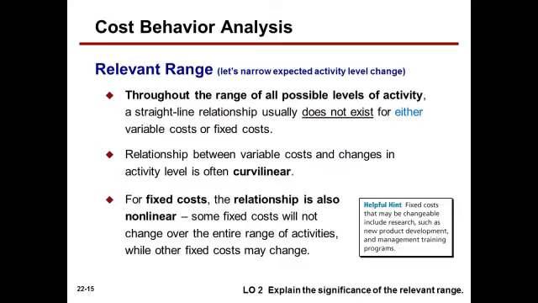Let's discuss the meaning of relevant range. When we're talking of relevant range, a company can operate their capacity at various ranges from 0 to 100%. Now, throughout the range of all possible levels of activity, a straight line relationship usually does not exist for either variable or fixed costs. But the relevant range concept will allow us to narrow the expected activity level that a company can operate in.